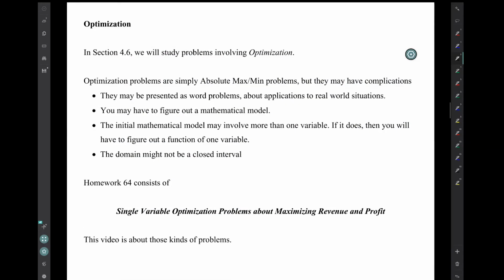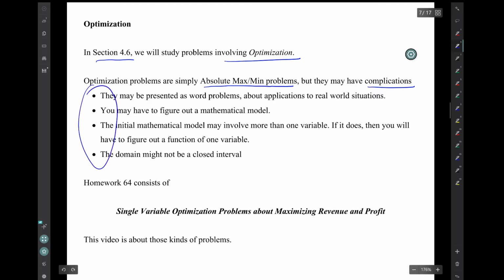In this current section, we're starting material from section 4.6, optimization. Optimization refers to problems that are simply absolute max-min problems, but they may have complications. Here's a list of some of the complications you may encounter. The problems may be presented as word problems about applications to real-world situations.